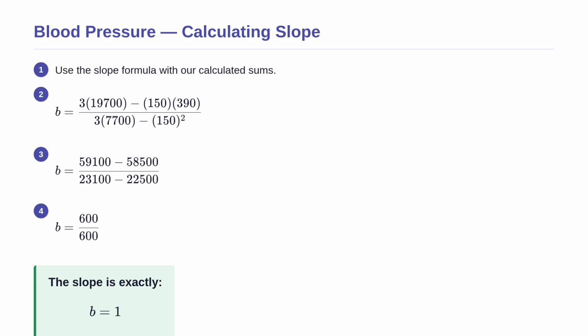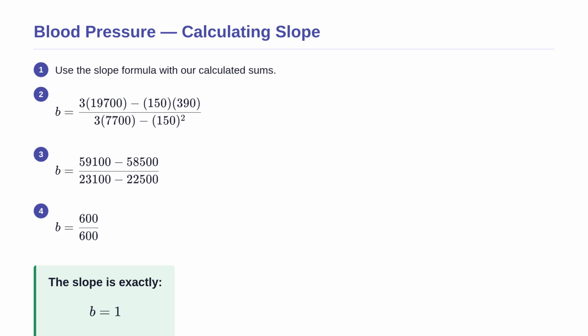Now that we have our sums, we can plug them into our slope formula to see how age and blood pressure move together. We substitute N equals 3, our sum of xy, our sum of x, and our sum of y into the numerator. In the denominator, we plug in our sum of x squared and the square of our sum of x. When we multiply these out, the numerator becomes 59,100 minus 58,500, which simplifies to 600.